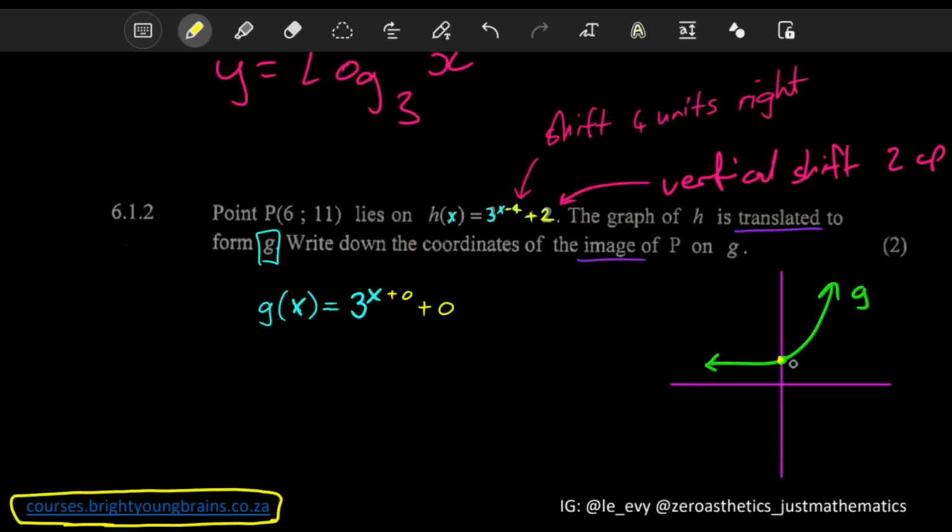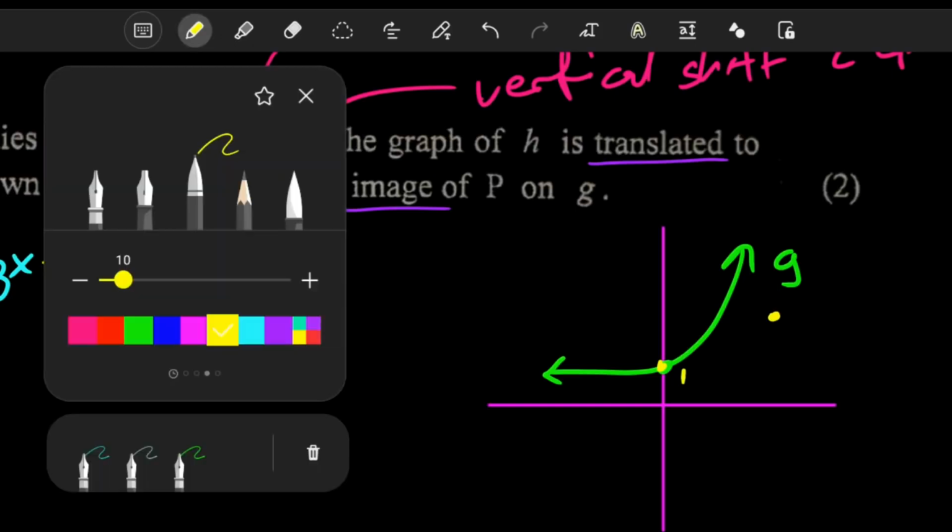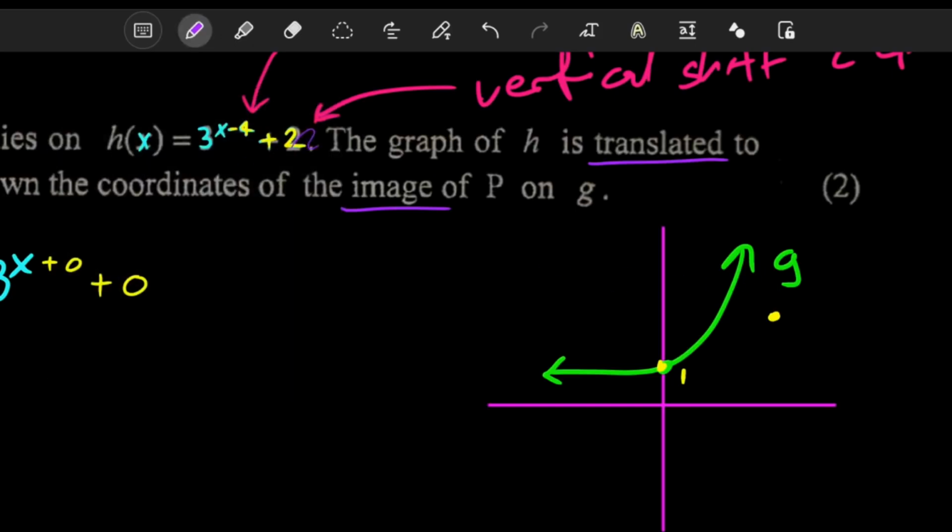This is originally a 1, as all properties of an exponential graph tell us. So this one would be 2 units upwards, so it's like 1, 2, and then shift 4 units to the right: 1, 2, 3, 4, somewhere there. Your graph of h would pass through that point. So obviously you can already see its asymptote is positive 2.